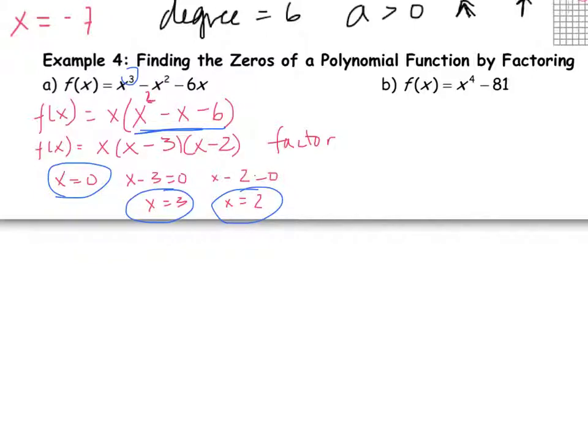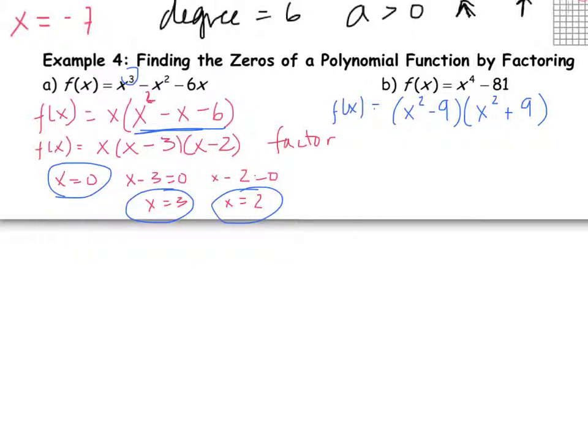Alright, now let's talk about b, though. That's where it's kind of different. For b, I'm going to factor this, and there's a difference of 2 perfect squares. So I'm going to take the square root of the first term, which is the square root of x to the 4th, x squared, minus the square root of the second, which is 9. And then the other factor is going to be x squared plus 9. Difference of 2 perfect squares, guys. This is one of those patterns we did in Algebra 2.